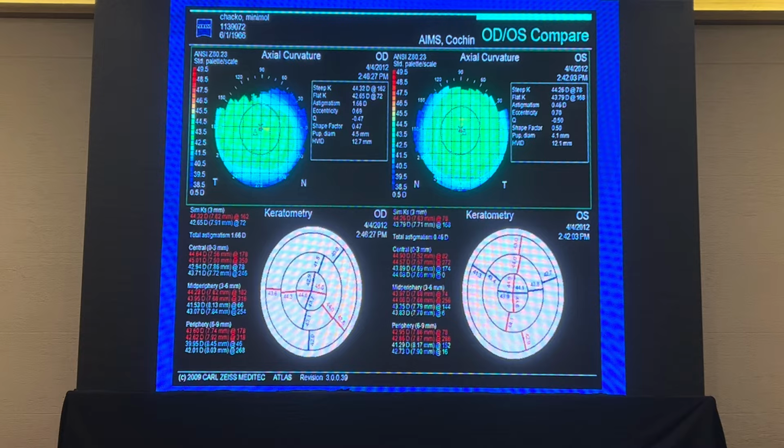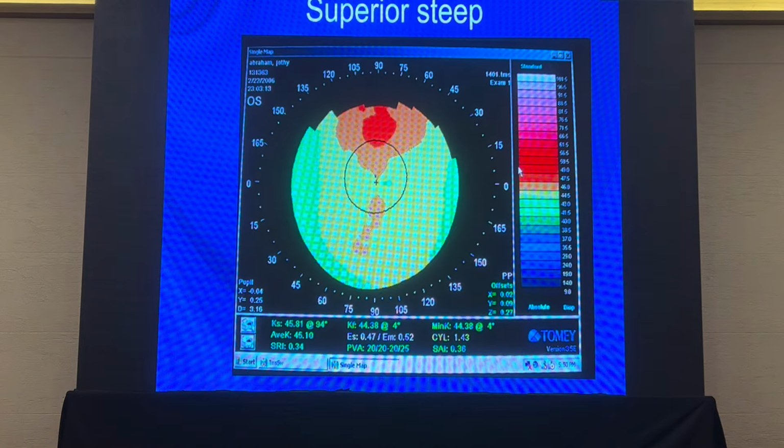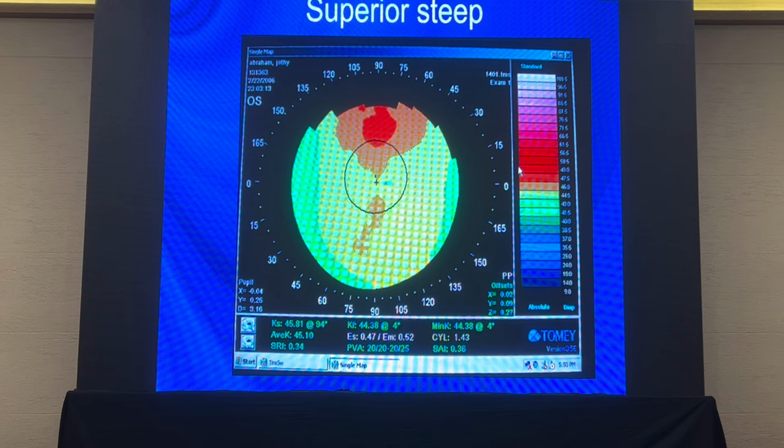On the left side that you see is a round pattern, and on the right side is an oval breaking into a symmetric bow tie pattern. So this is a superior steep pattern. These are all perfectly normal variants of the cornea, and this is not keratoconus at all.